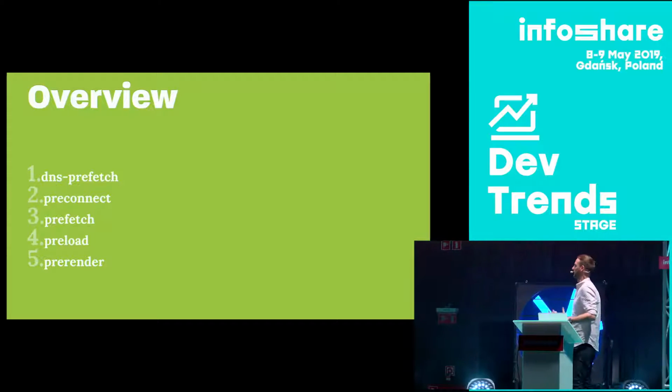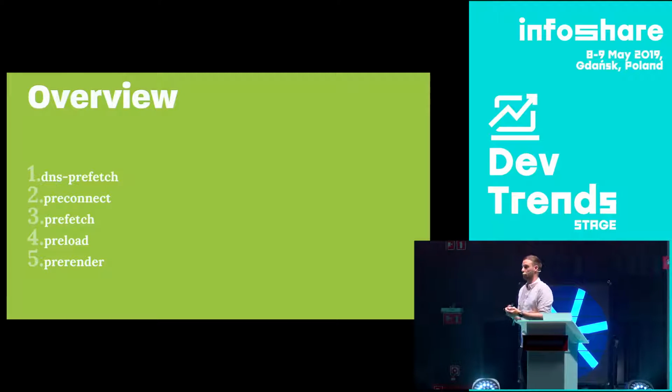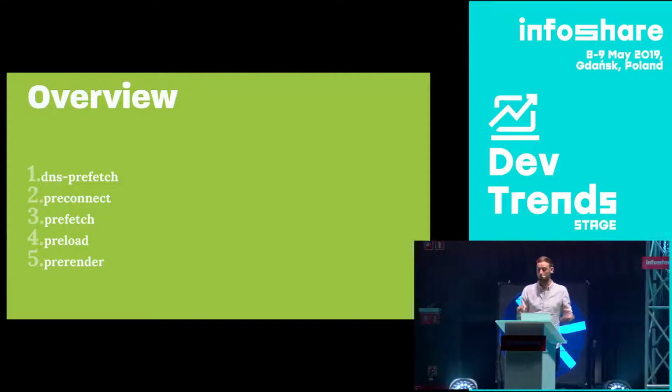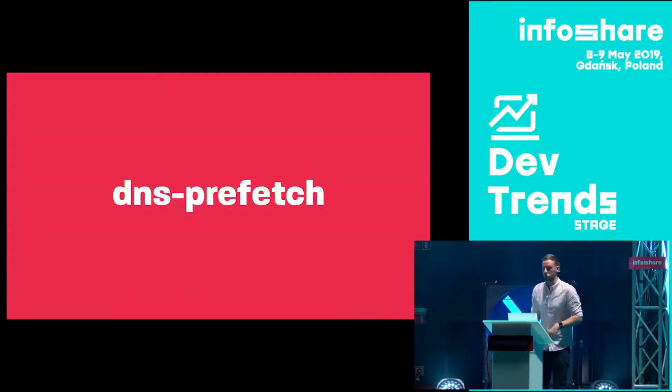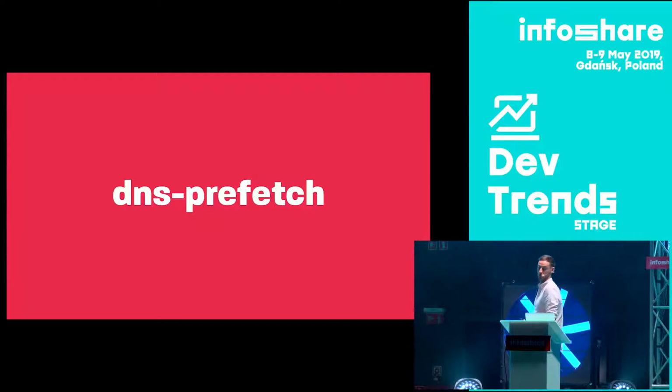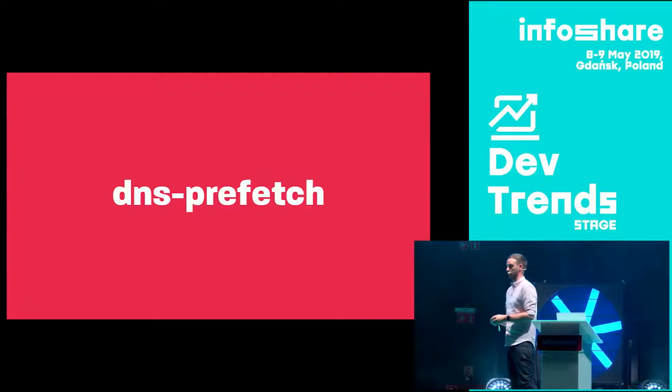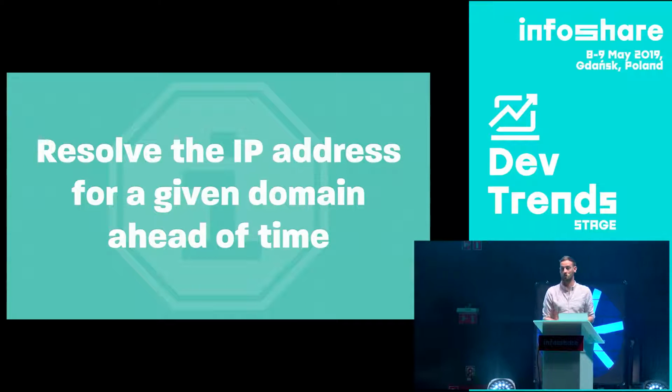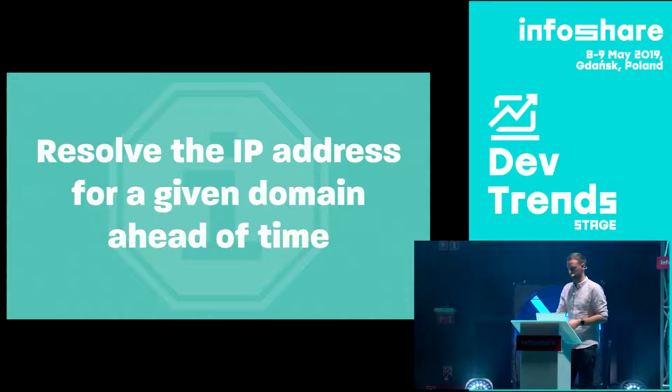So let's start at the beginning. DNS-prefetch. This is the simplest of all the resource hints. It's also the oldest. What DNS-prefetch does is resolve the IP address for a given domain ahead of time. Basically, work out the IP address for a domain before we actually need it.